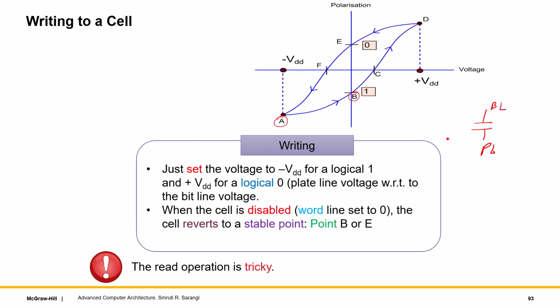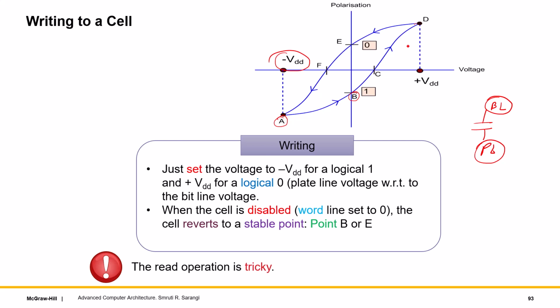So what do I mean by voltage? Well, the voltage is positive. Voltage is always the plate line voltage with respect to BL. So if we say that the voltage is 1 volt, then the voltage of PL is 1 volt more than the voltage of BL. That is our convention. Now when the cell is disabled, that is the word line is set to 0, the cell would revert to a stable point and remain there, which is what we wanted. All that we have to do is either set our cells to minus VDD or plus VDD.